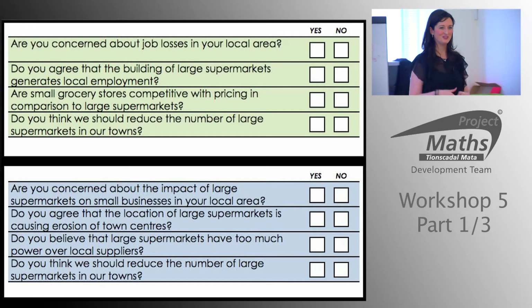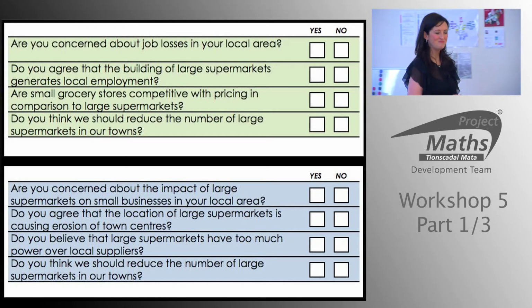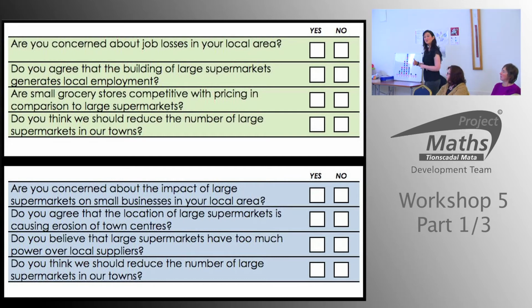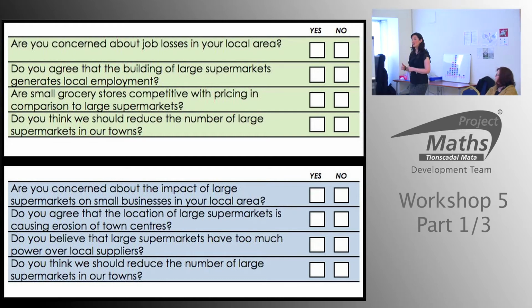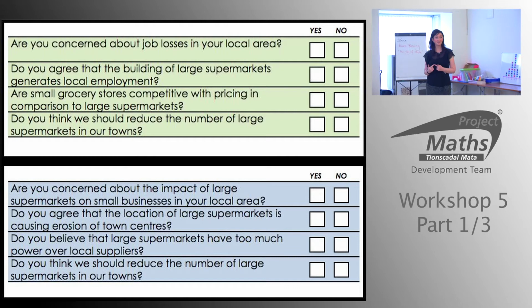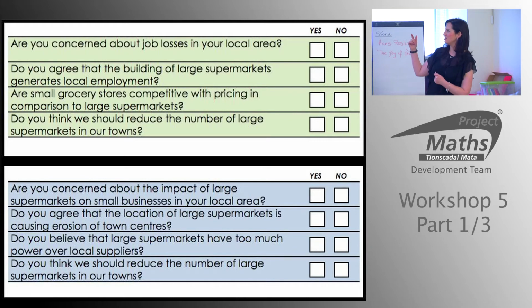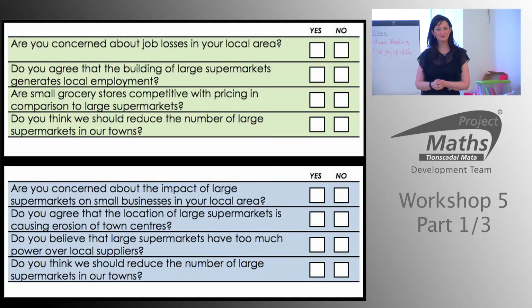So have a wee look at them. Have a wee read to yourself there. Which one do you think? The second one. Okay, so you think the second one might give an answer of yes, we should reduce the number of large supermarkets. Why do you think the second one would give you that answer quicker than the first one?